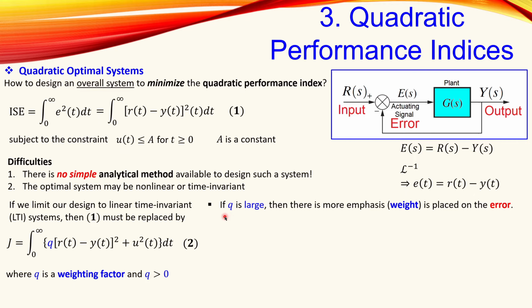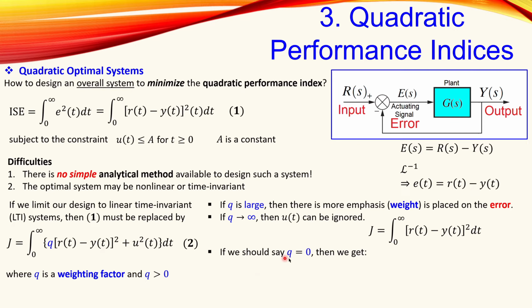Now, if Q is very large, then there is more emphasis, more weight placed on the error. So then this part is much larger than the u squared. But if Q is, let's say in the extreme case, infinite, then u can be ignored because this part is almost nothing compared to that one. Then your integration is actually only determined by the first part of your integrand. And you can also say, let's then use just this without that u.